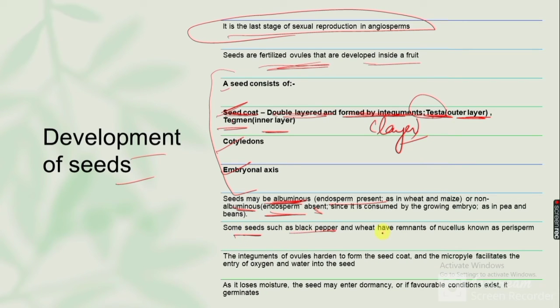Some seeds, such as black pepper and wheat, have remnants of nucellus known as perisperm. The integuments of ovules harden to form the seed coat, and the micropyle facilitates the entry of oxygen and water into the seed for its development. As it loses moisture, the seed may enter dormancy, or if favorable conditions exist, it germinates.